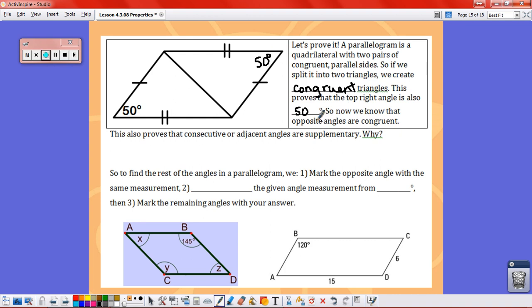We proved it. If these opposite angles are congruent, then these opposite angles are also congruent, because this angle is the same as this angle, and this angle is the same as this angle. So this plus this is the same as this plus this.